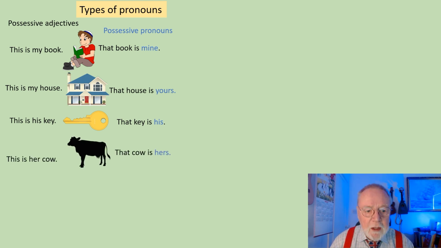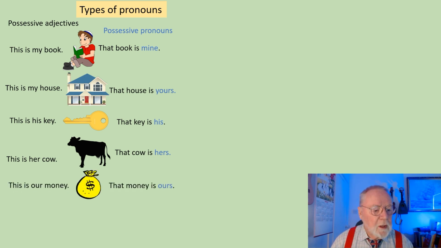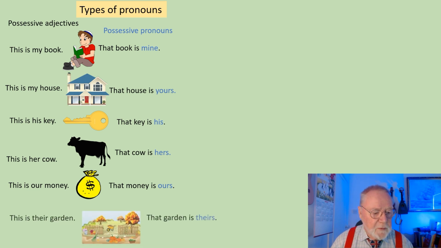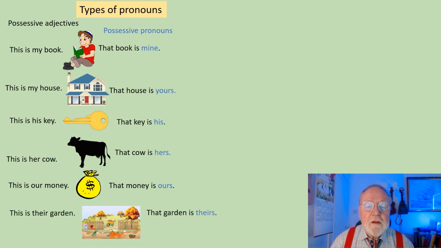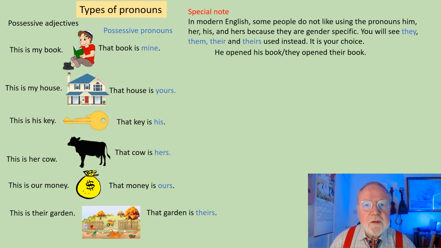This is her cow. That cow is hers. And that's a good example because a cow is obviously feminine, but the word of possession doesn't change. The adjective doesn't change. This is her cow, nor does the possessive pronoun. That cow is hers. This is our money. That money is ours. This is their garden. That garden is theirs.